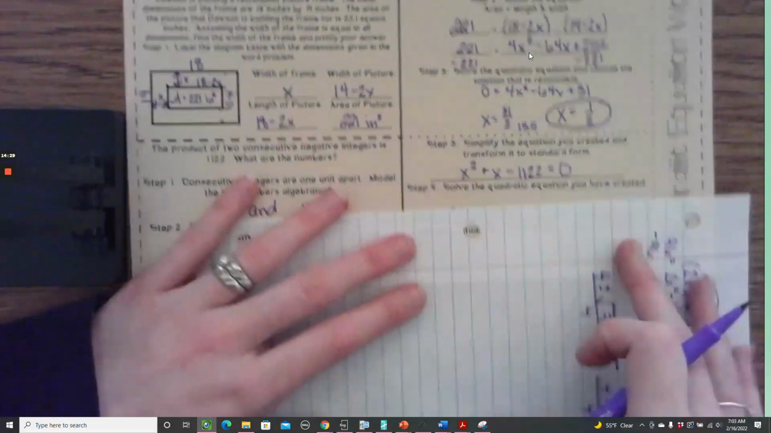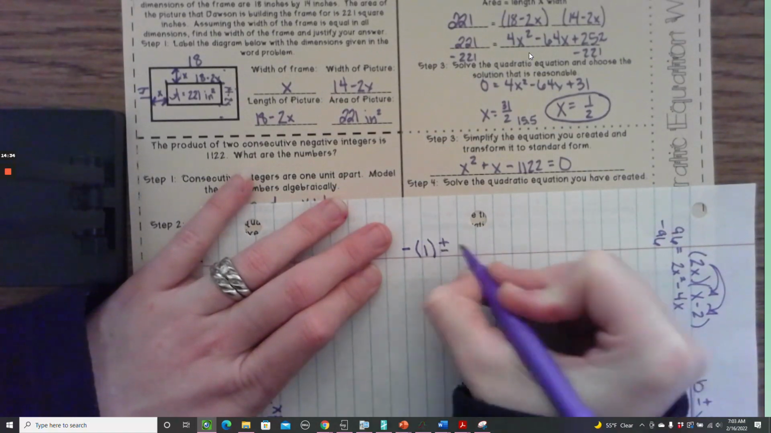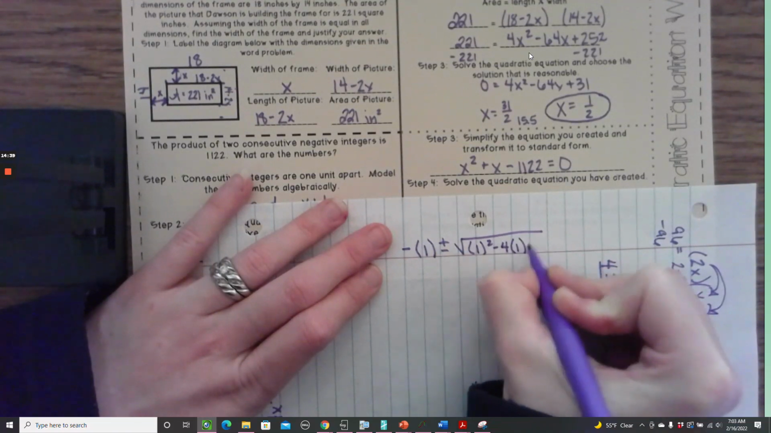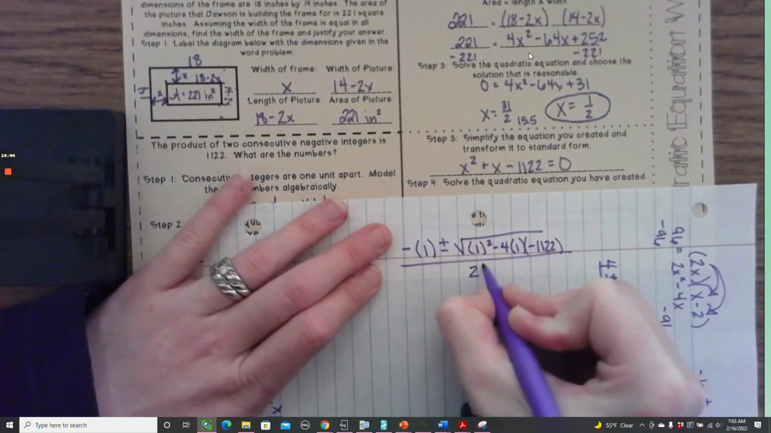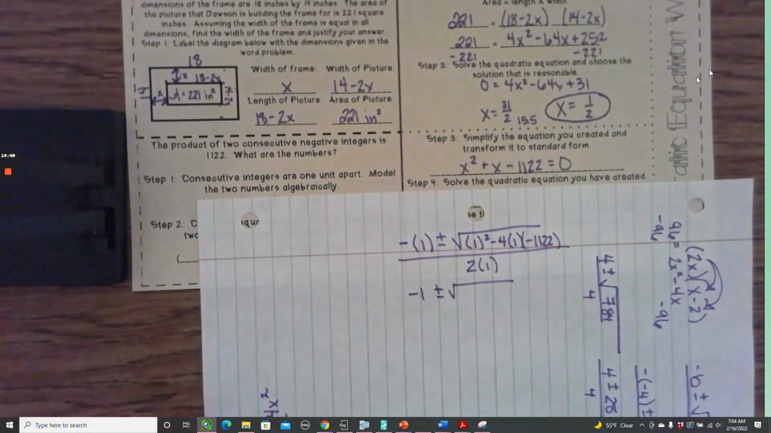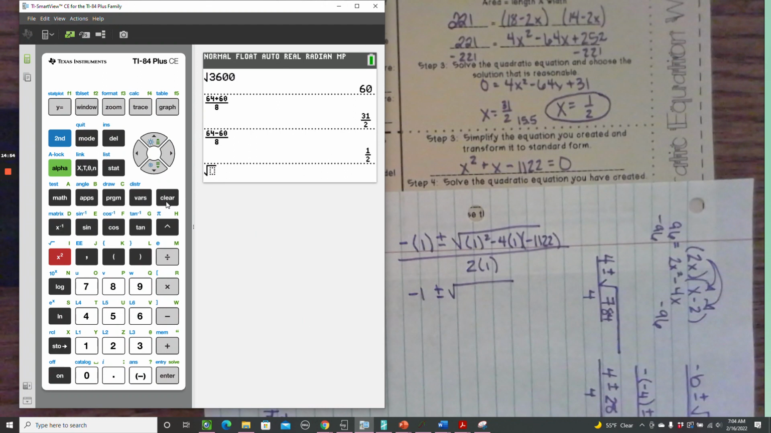Okay, here we go. Negative b, b is a 1, plus or minus the square root of b squared minus 4 times a times c, divided by 2a. So we've got a negative 1 plus or minus. All right, let's see what we get on this one. What's under the radical? Sorry, guys. Minus 4 times 1 times negative 1122.